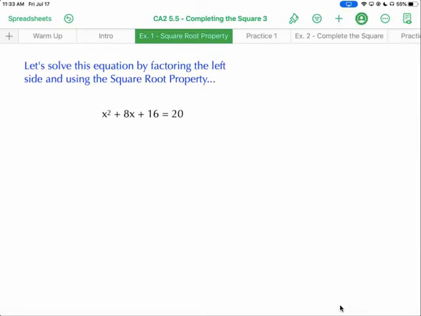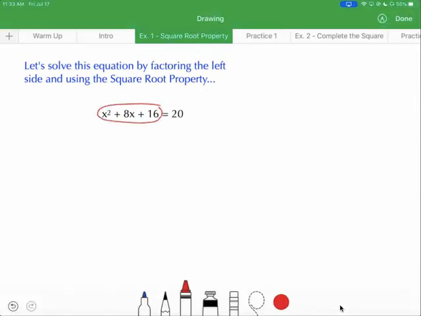So notice the directions here. Solve this equation by factoring the left side and using the square root property. So before we would have set our equation equal to 0 and then tried to solve it by factoring. These directions don't want me to do that, and the reason they don't want me to is because the left side, this quadratic trinomial, is very special. This is a perfect square trinomial, which we talked about in an earlier section on factoring.